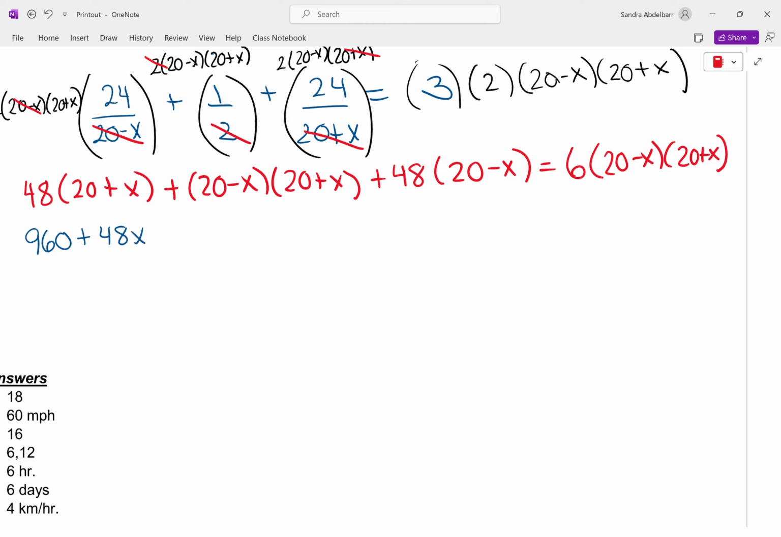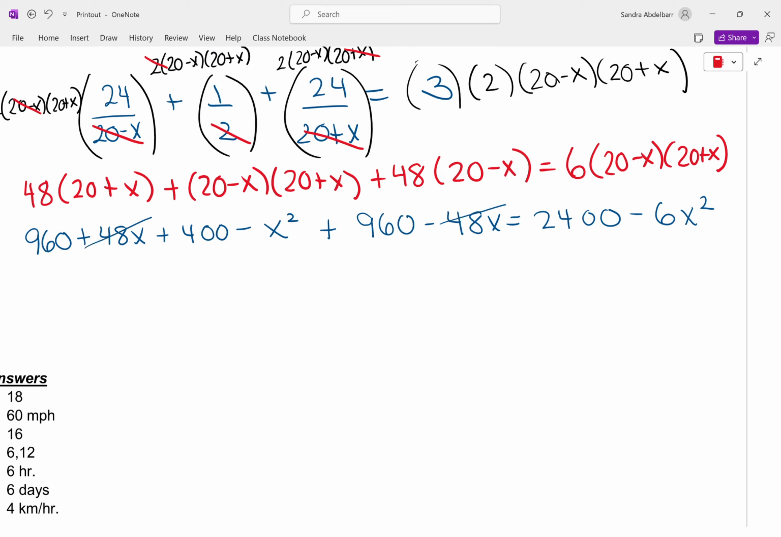Okay, so now I'm going to distribute in and start simplifying. So we are going to have 960 plus 48x plus 400 minus x squared plus 960 minus 48x equals 2400 minus 6x squared. The 48x's cancel. Anything else canceling? Nothing else is canceling.